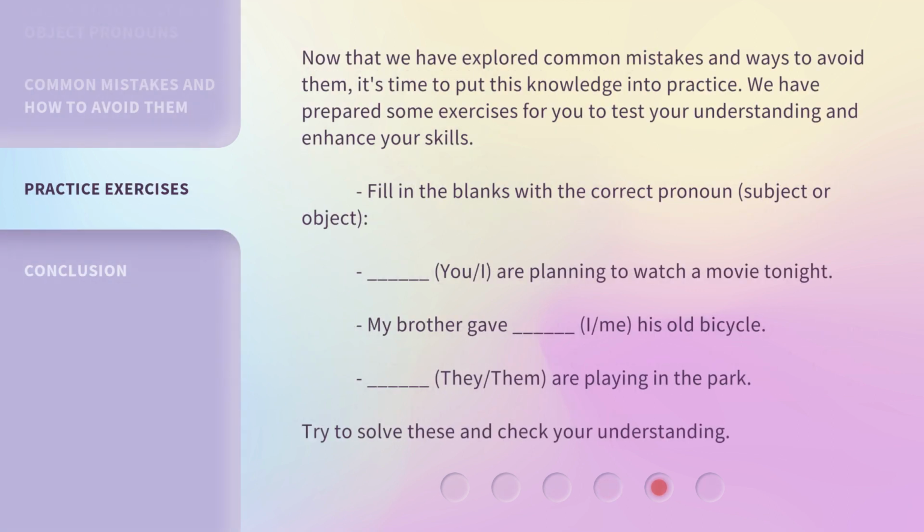Now that we have explored common mistakes and ways to avoid them, it's time to put this knowledge into practice. We have prepared some exercises for you to test your understanding and enhance your skills. Fill in the blanks with the correct pronoun, subject or object. Blank, you, I, are planning to watch a movie tonight. My brother gave blank, I, me, his old bicycle. Blank, they, them, are playing in the park. Try to solve these and check your understanding.